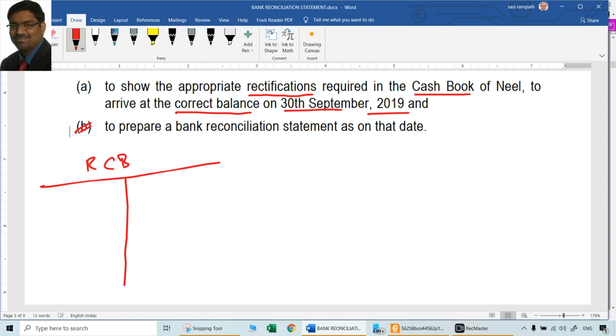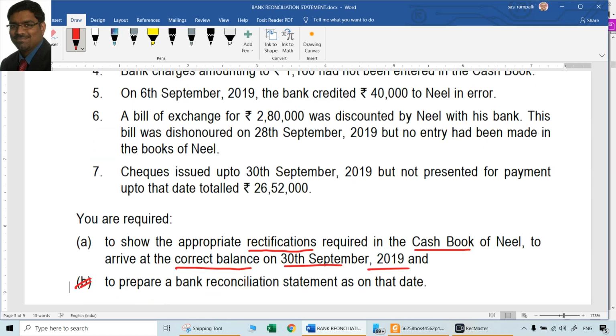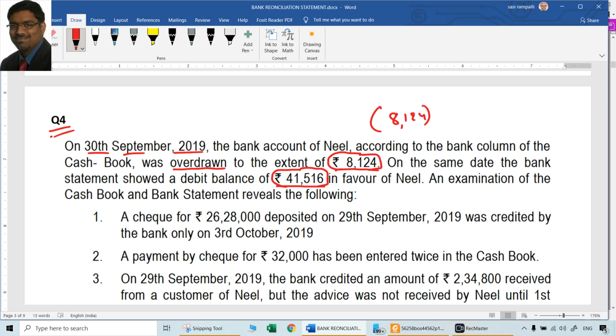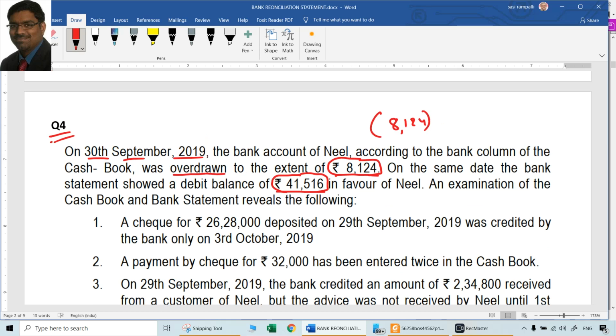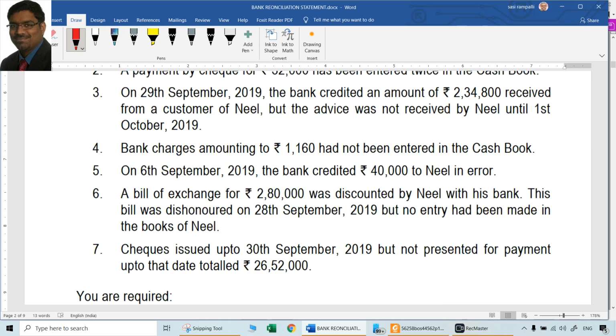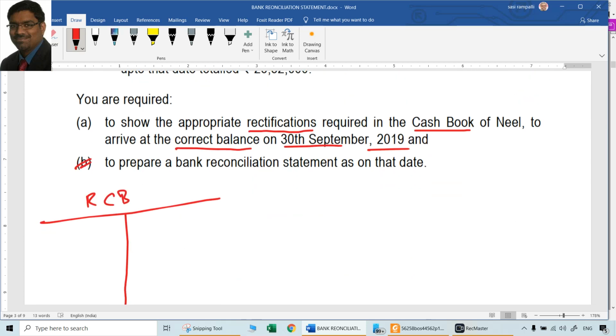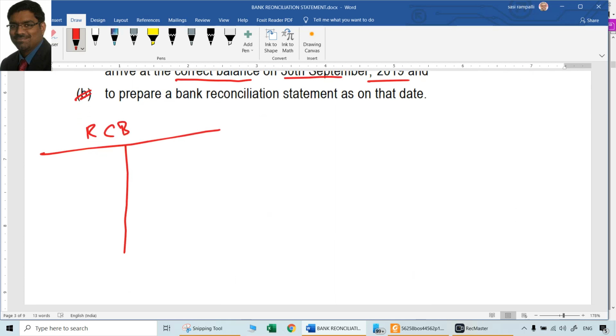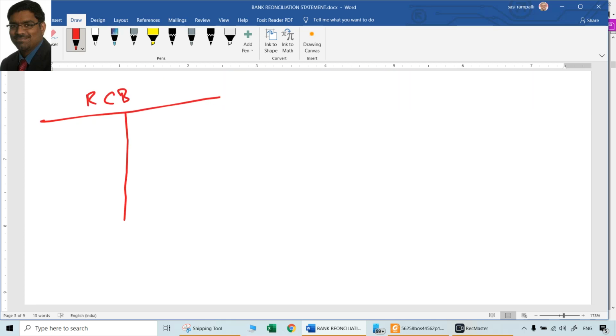Of course, with proper entries and proper descriptions in the examination. But here we are only looking at the treatment part. Presentation part you have to take care of. So revised cash book or amended cash book you can prepare. So what is the starting point here? Overdraft balance of 8124. So when the cash book is starting with a negative balance in our own cash book, will it be debit balance or credit balance? It will be credit balance.